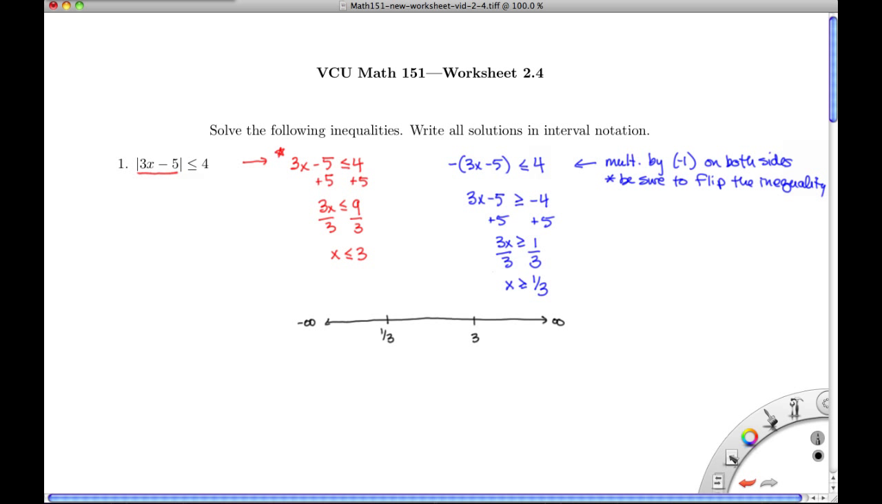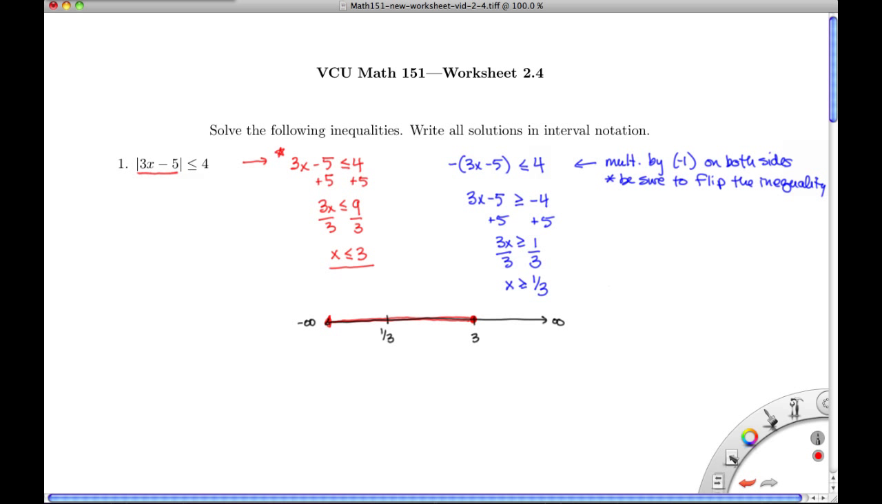So let's go ahead and just sort of plot these two conditions. This first one says that x is less than or equal to positive 3. So the way that we would put that on the real number line is we would say, well, x could be equal to positive 3, or it could be less than. So that's this stretch of the real number line.